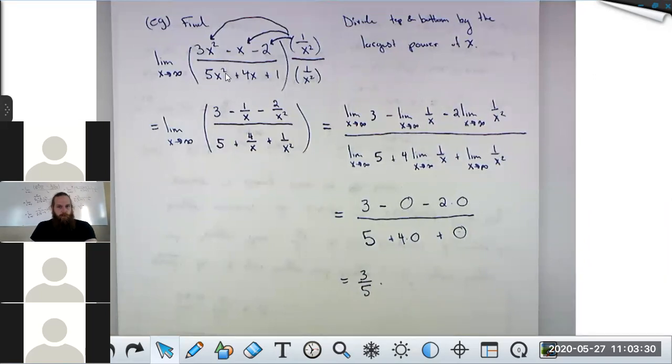All right, so the original limit is equal to this. This is equal to this. And this is equal to 3 plus a bunch of 0 stuff divided by 5 plus a bunch of 0 stuff, which is 3/5. If the top was 3x cubed, we would divide top and bottom by x cubed, or multiply top and bottom by 1/x cubed. Exactly.